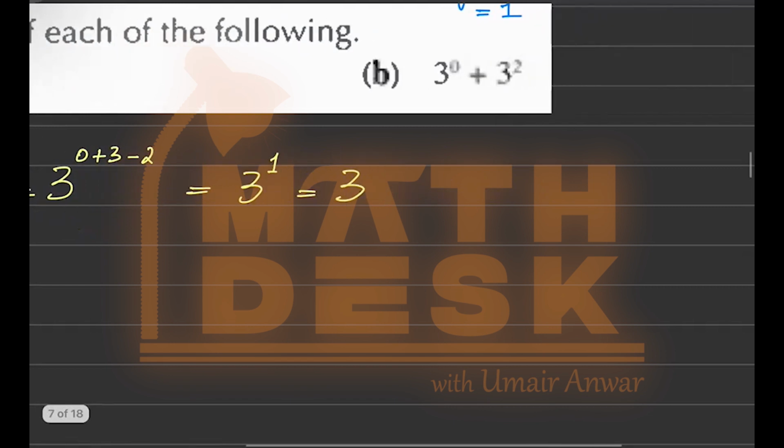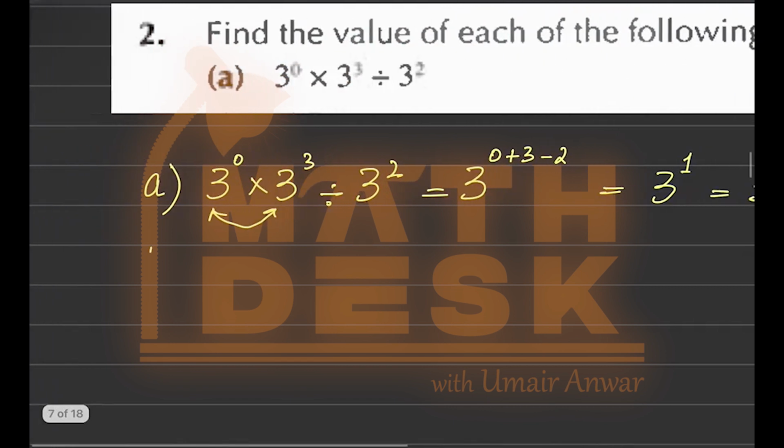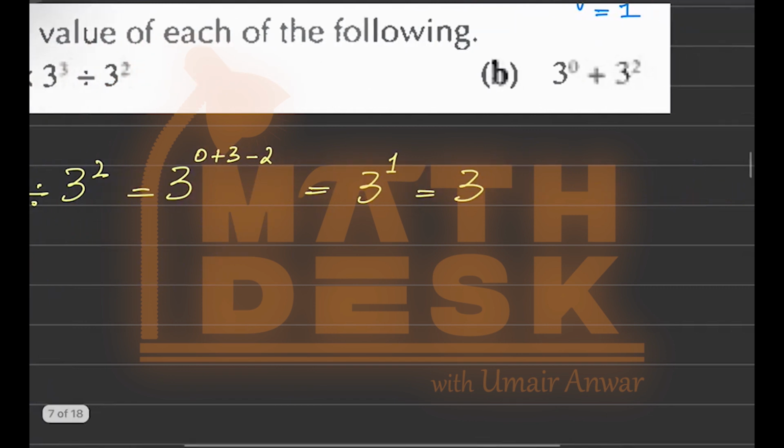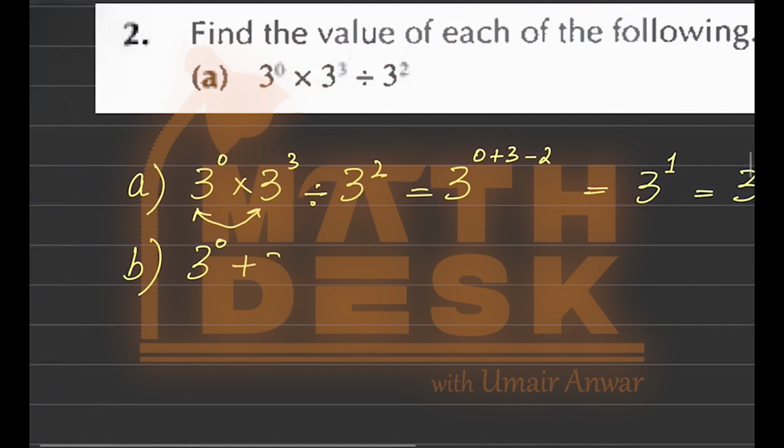In the second part, it says that 3 raised to 0 plus 3 square. So 3 raised to 0 means it is equal to 1. 3 square means it is equal to 9. So 9 plus 1 would become 10. And this would be the final answer for this part.